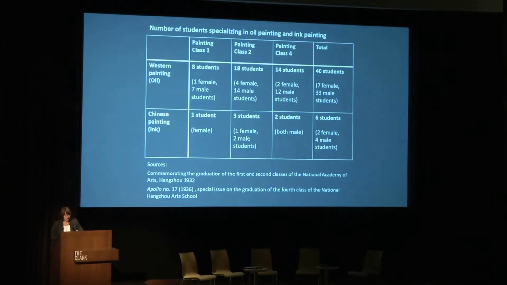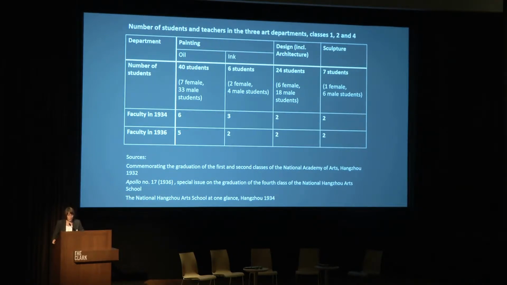And I think the reason for this may have been the large discrepancy in student enrollment. Judging from the graduation works of the first two classes, only 1 student out of 9 in the first class and 3 students out of 21 from the second class specialized in ink painting, and all others in oil. And the ratio remained roughly the same for the fourth class, with only 2 students specializing in ink and 14 in oil painting. And oil painting was clearly the most popular subject with students.